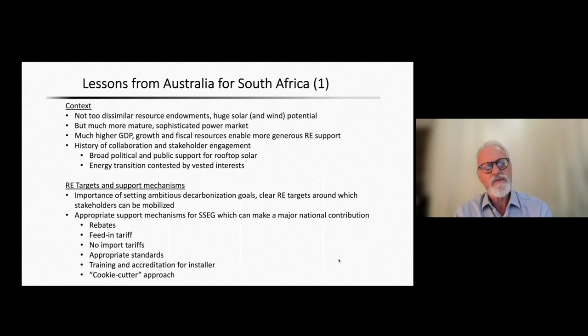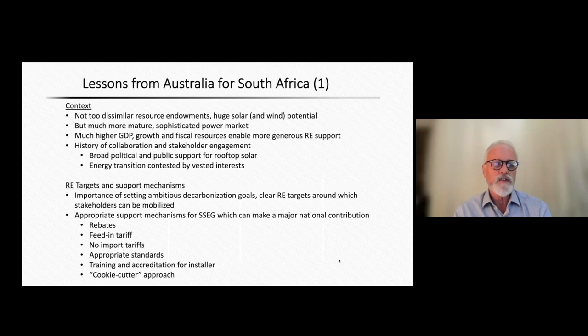And Australia has this really interesting history and culture of collaboration and stakeholder engagement, particularly at the federal and state levels. So it helps a lot with these moves. But of course, there's also contestation, right? Some vested interests in fossil fuels, similar to what we see here.